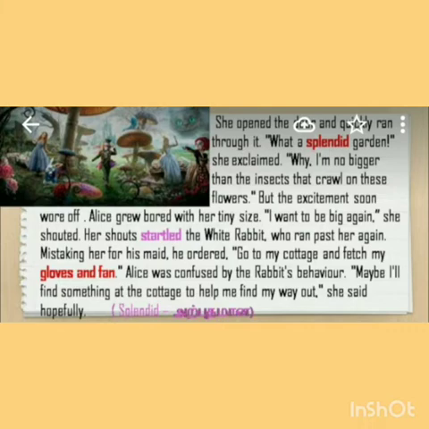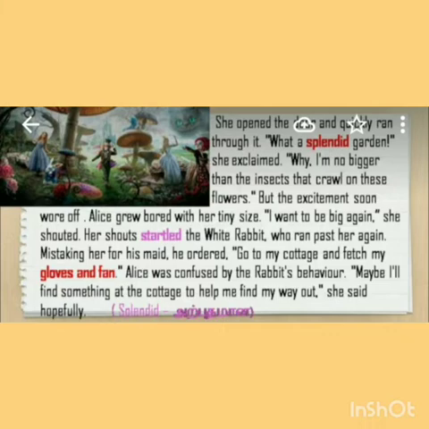But the excitement soon wore off. The excitement is gone. Alice grew bored with her tiny size. So she doesn't want to be small. I want to be big again. What is she thinking? Again she wants to become a big girl. She shouted. Her shout startled the white rabbit.